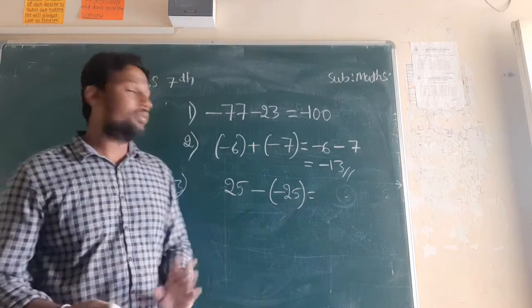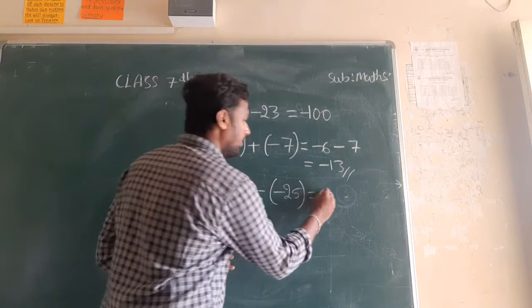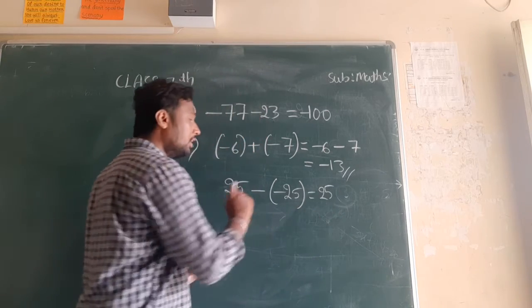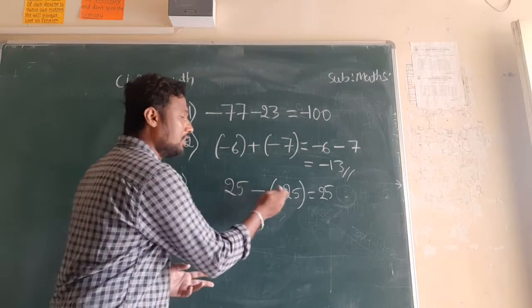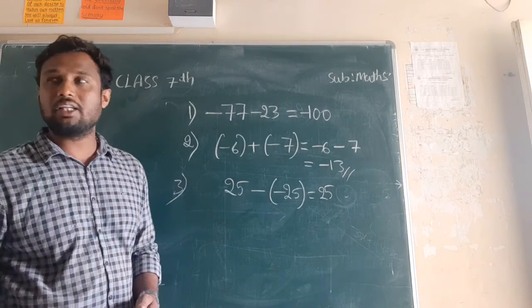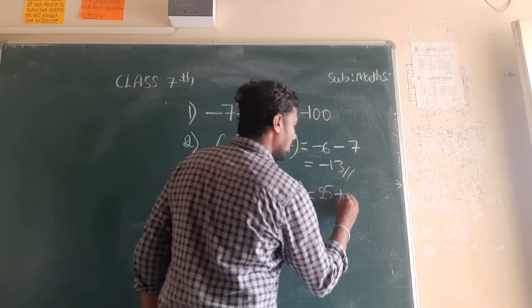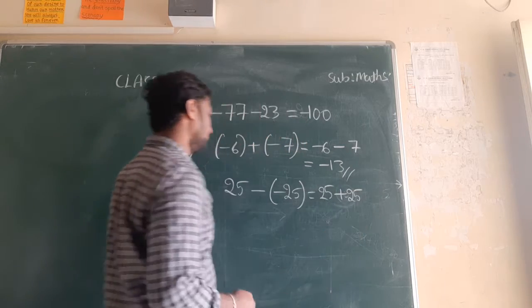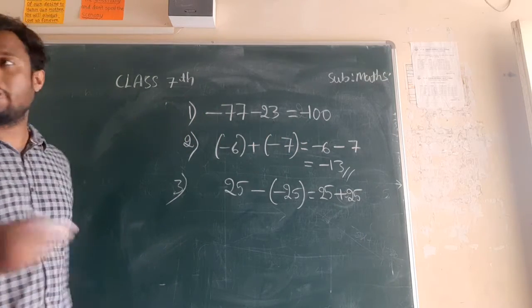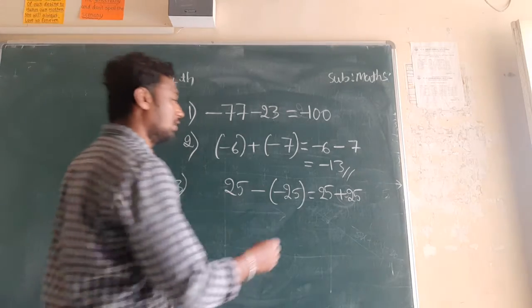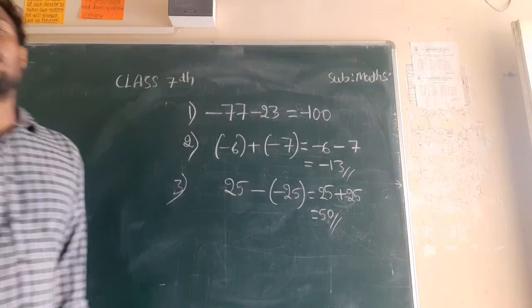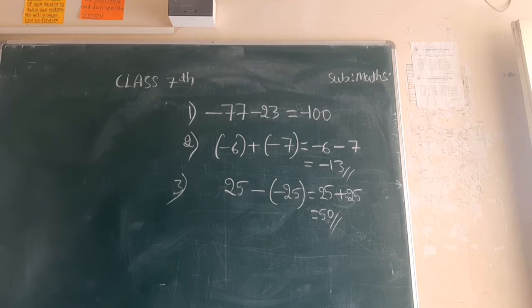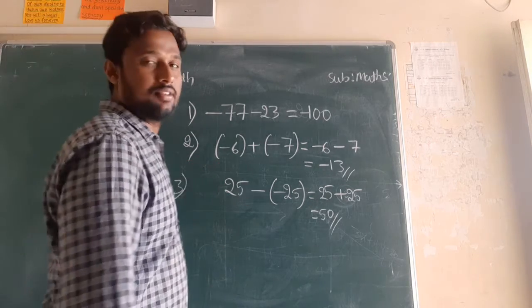So what I told you, just write the number 25 as it is. But here, to remove this bracket, what you have to do is just multiply these two signs. So minus into minus is plus. So what will we get? 25. So 25 plus 25 means 50. So the answer is 50. This is how to calculate when you get brackets like this.